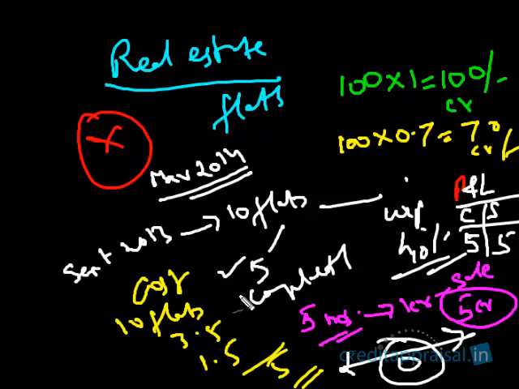Since you incurred only 3.5 crores on those 5 flats, only that 3.5 will be the cost, and not the cost of all the 10 flats, that is the 5 crores, right? So your profit will actually be 5 minus 3.5. 1.5 is the profit you have made, right?